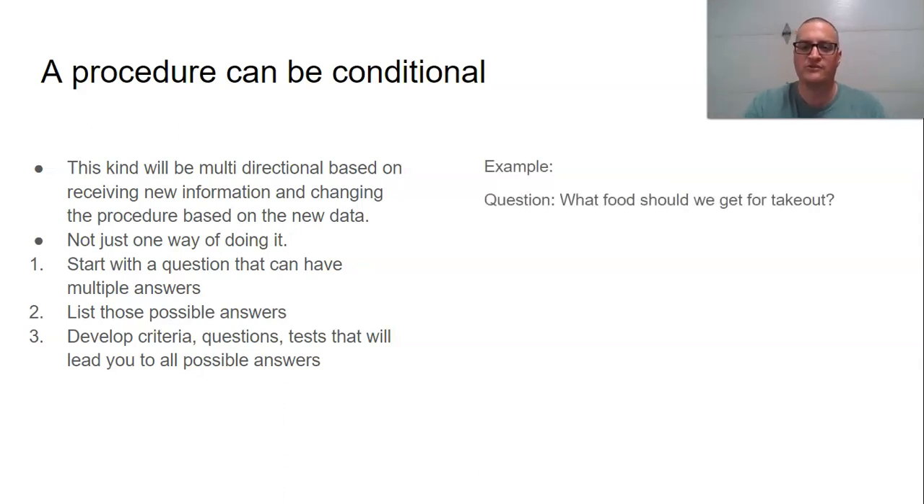What food should we get for takeout? I don't know in your family, but in our family, this is such the challenge any day of the week. People are hungry, yet don't know what they want. People know what they want, and nobody else wants it. All these different things. I wish this could be as simple as following a flow chart or decision tree.